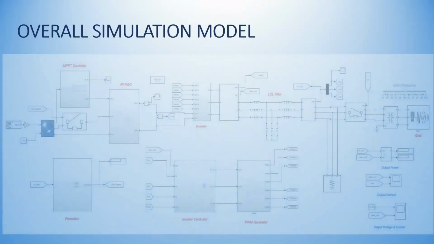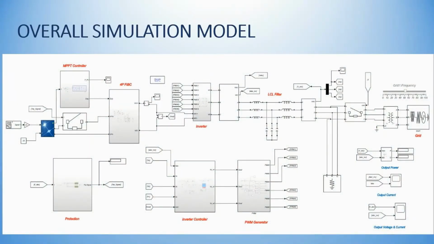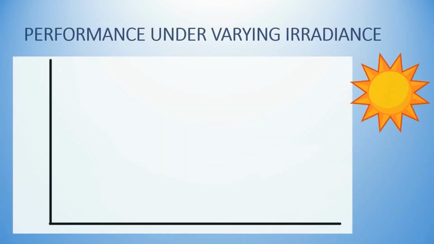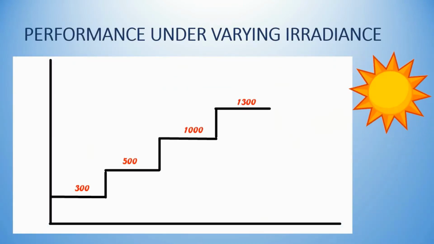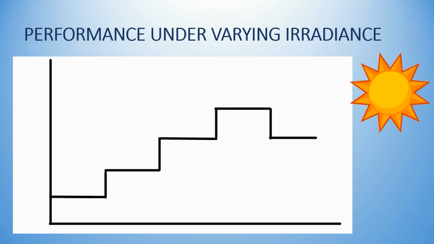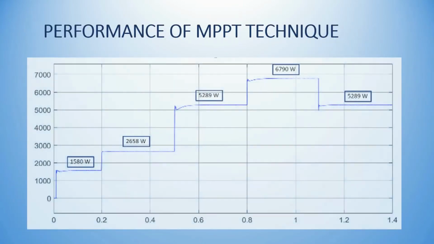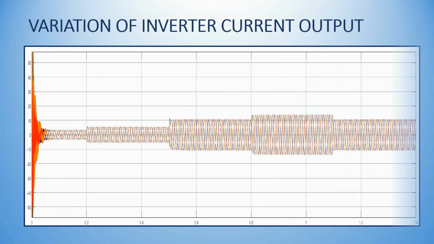The proposed system is modeled and simulated in MATLAB Simulink. The performance of the system is evaluated under varying irradiance. Power output of the system is almost the same as the maximum power output of the PV array under varying irradiance. The inverter current output also changes with the irradiance.